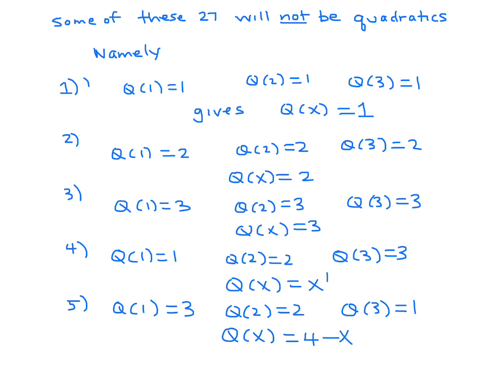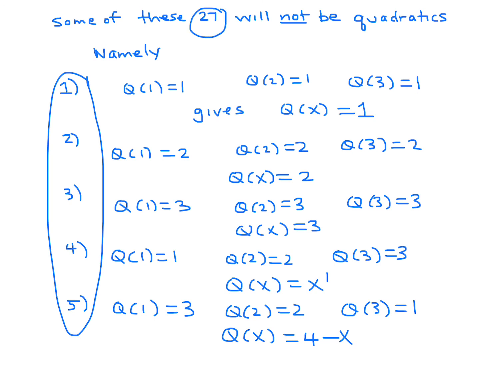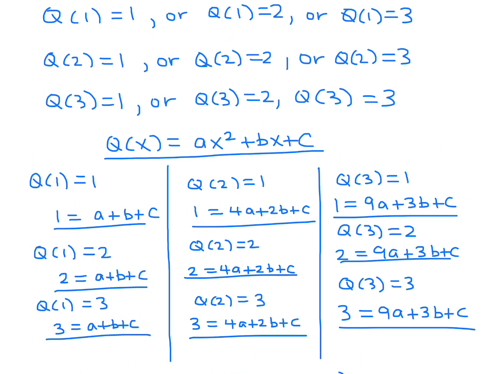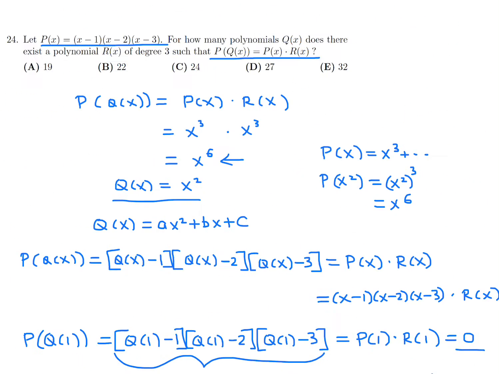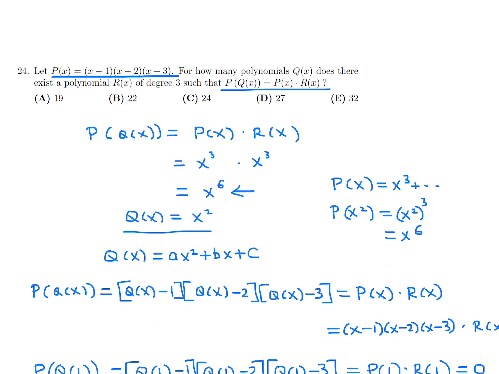So these 5 you have to subtract from our 27. And if you do that, you get 22, and 22 is the answer to this question. So number 24 is 22, and therefore that is choice B.